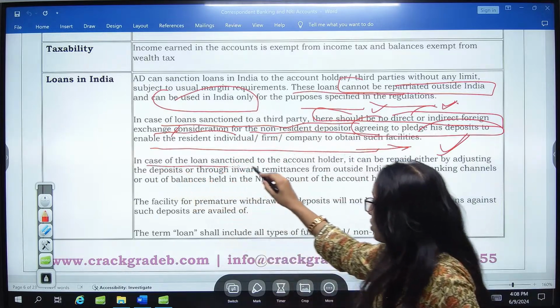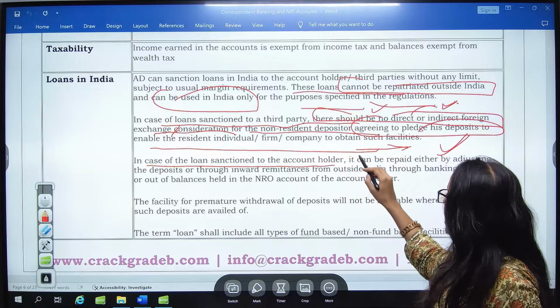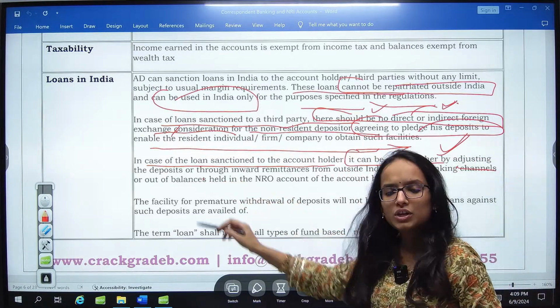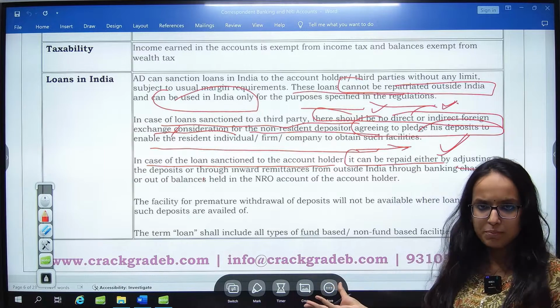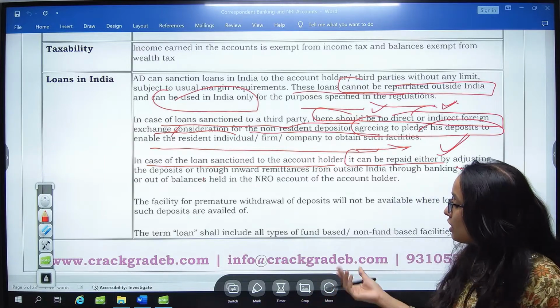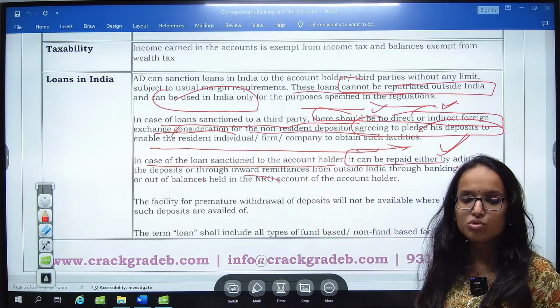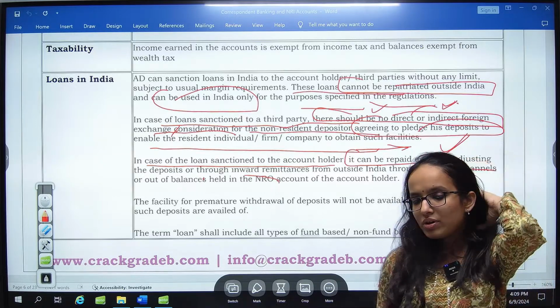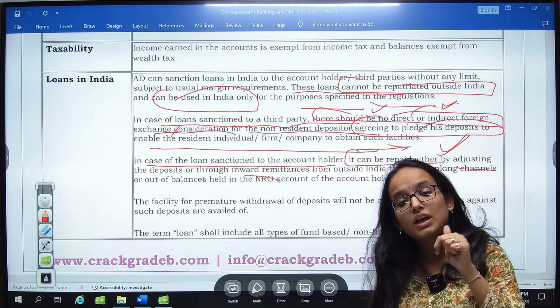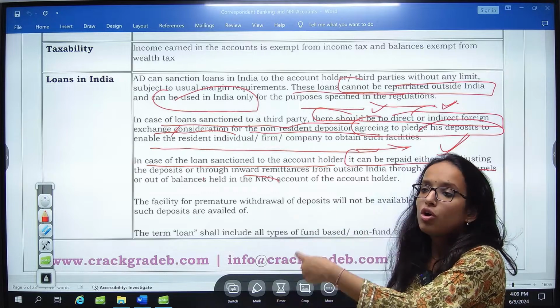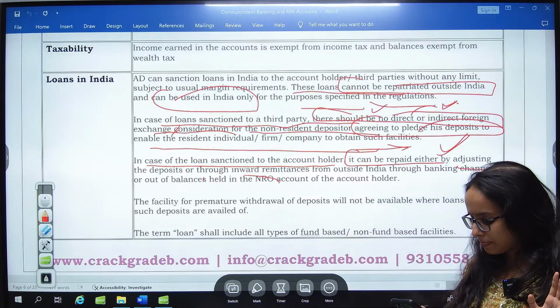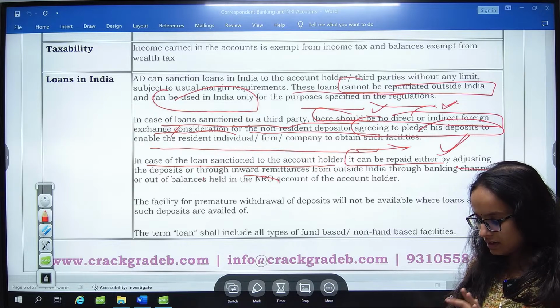Then, in case of a loan sanctioned to the account holder, it can be repaid either by adjusting the deposit. So, how can you repay it? You can repay through the deposits lying in the FCNRB account or through inward remittances which you have received in your FCNRB account. So, all your remittance amount which you have received in your FCNRB account can also be used to repay your loan taken from the FCNRB account. Clear? Okay.